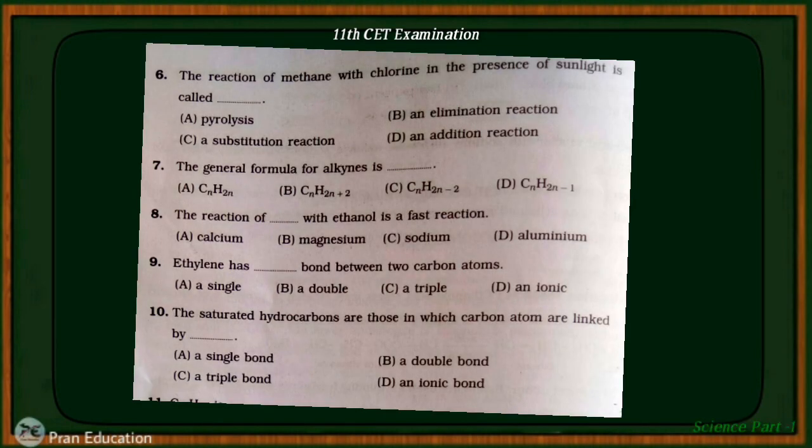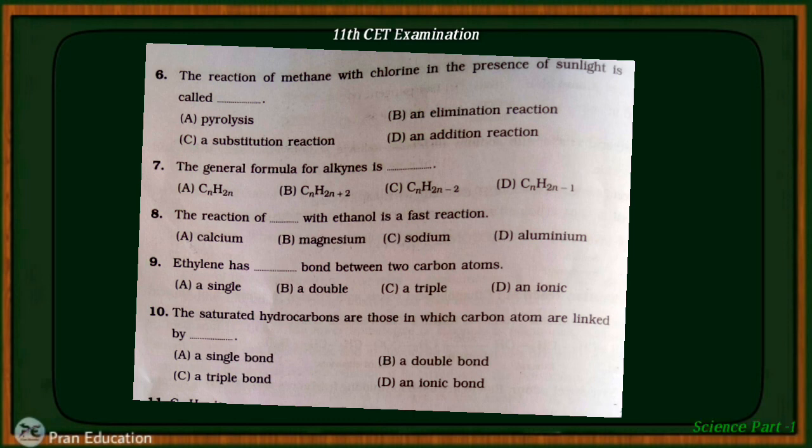Sixth, the reaction of methane with chlorine in the presence of sunlight is called dash. Options: A. Pyrolysis, B. An elimination reaction, C. A substitution reaction, and D. An addition reaction. The correct option is option C, a substitution reaction.